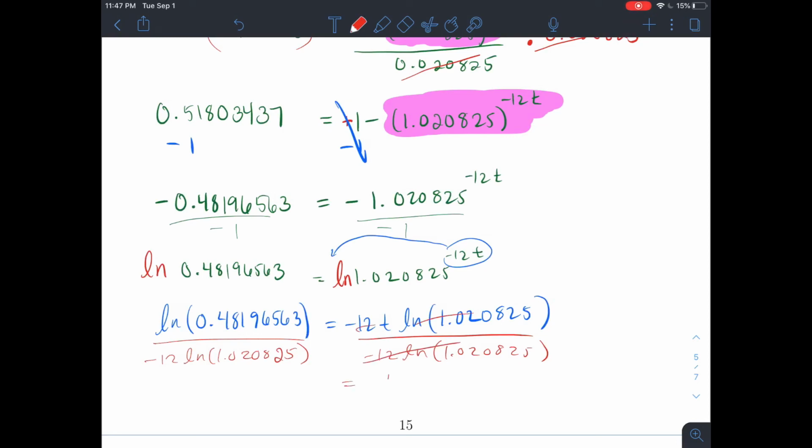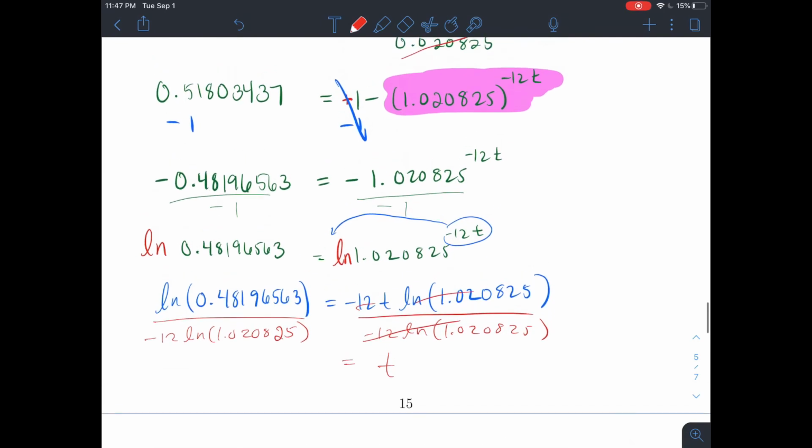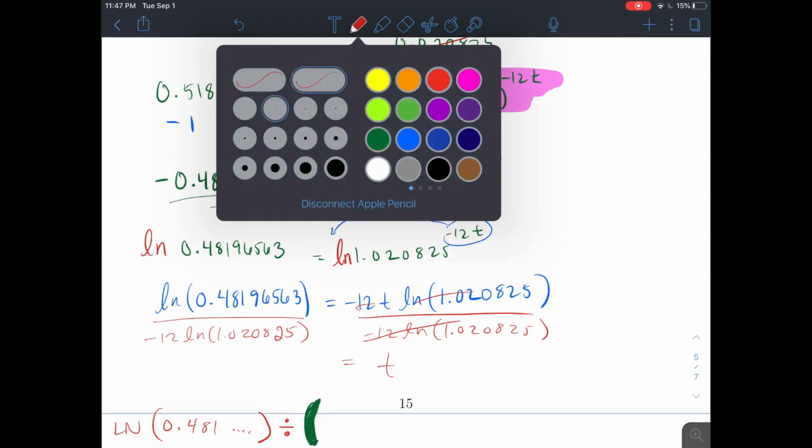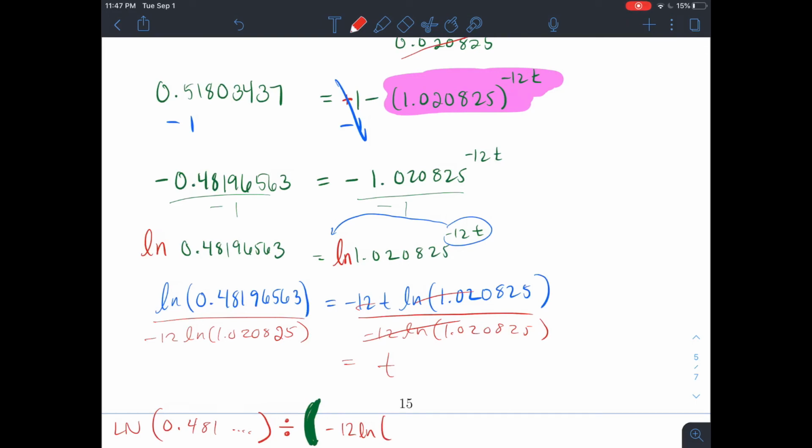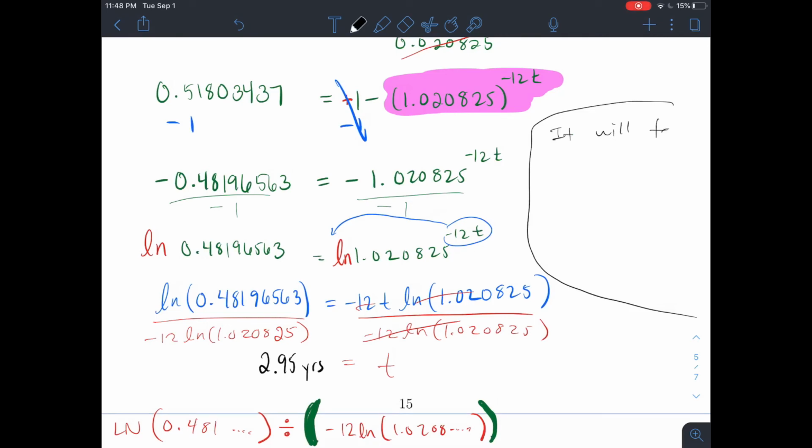Alright, so those all cancel. I'm left with t. And remember, when we're inputting this into our calculator, you're going to want to look for the ln button. It's going to open up a parenthesis, 0.481 and so on. Close parenthesis, hit the division symbol. But remember, last time I said you have to put a parenthesis or else your answer will be wrong. Okay, and then you'll enter negative 12 ln. It'll open up a parenthesis for you, 1.020 and so on. Close parenthesis, and then close that important parenthesis. And that should give you 2.95 years. Okay, so final sentence, it will take 2.95 years to pay off this credit card.